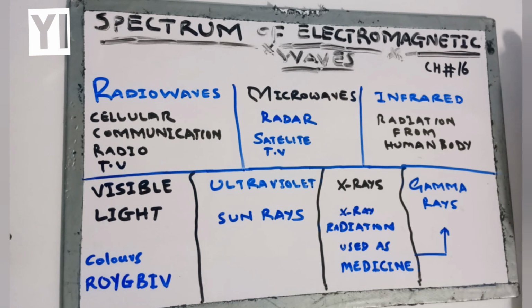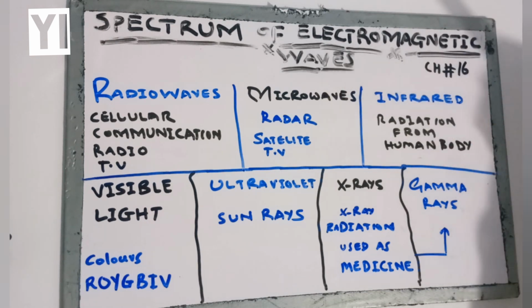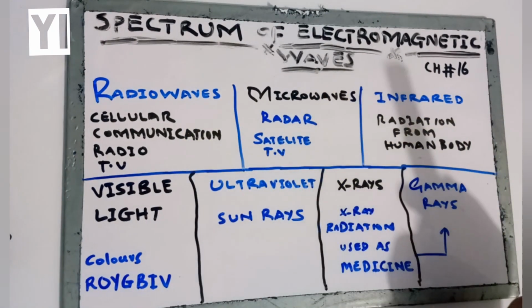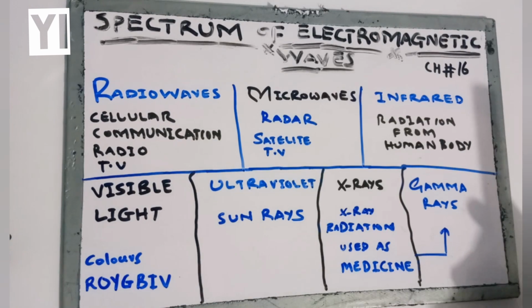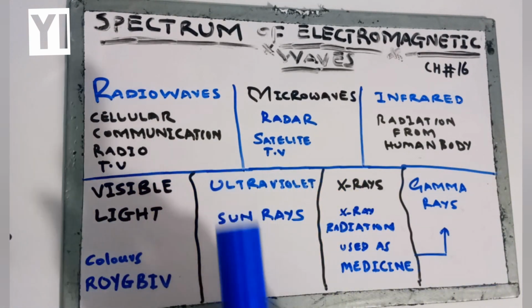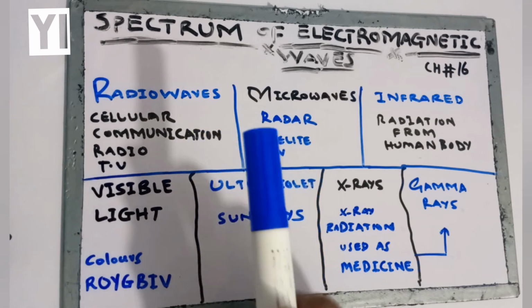So students, have you heard the name electromagnetic waves? Actually, these waves are classified into 7 categories, starting from radio waves up to gamma rays. But all these waves have their own properties. As we say, radio waves have their own property, microwaves have their own property, infrared have their own property. It all depends upon the frequency of these waves. So they are classified according to the frequency.